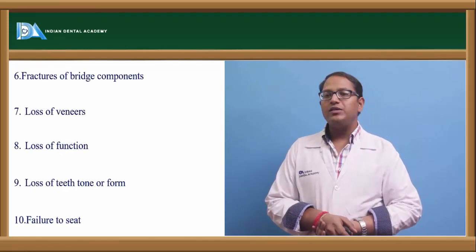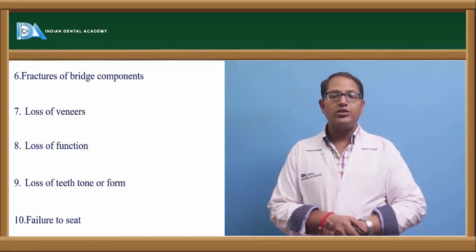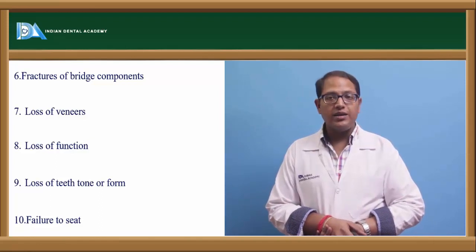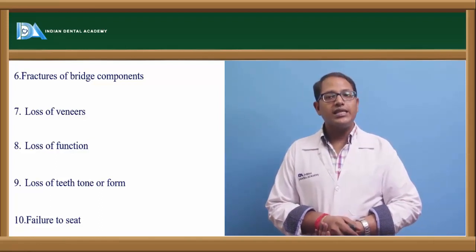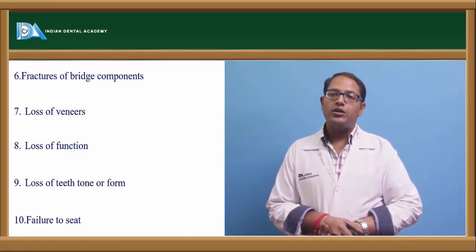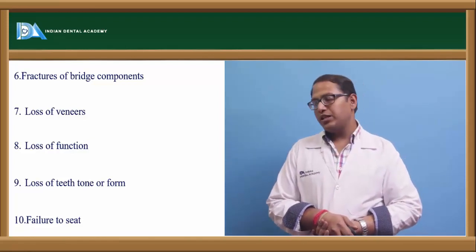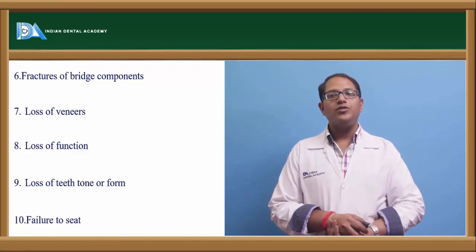Fracture of the bridge components. Now what are the fractures of components that can happen? A faulty solder joint can fracture the component. Incorrect casting technique can fracture the component. Overwork of metal due to the length of the span, or parts that are too small, can also fracture the bridge components. Loss of veneering.